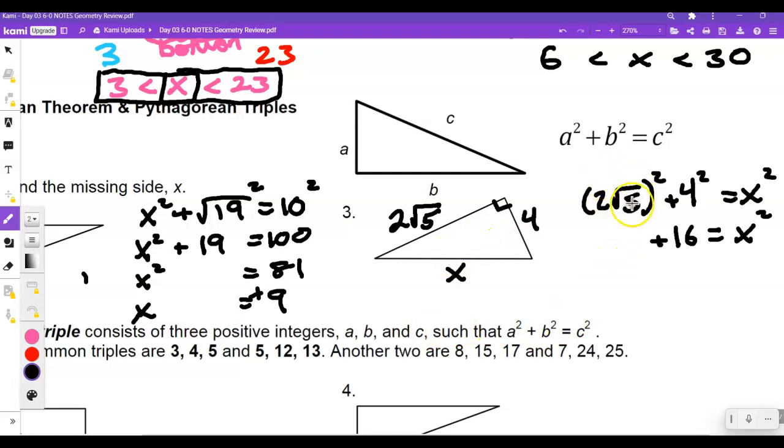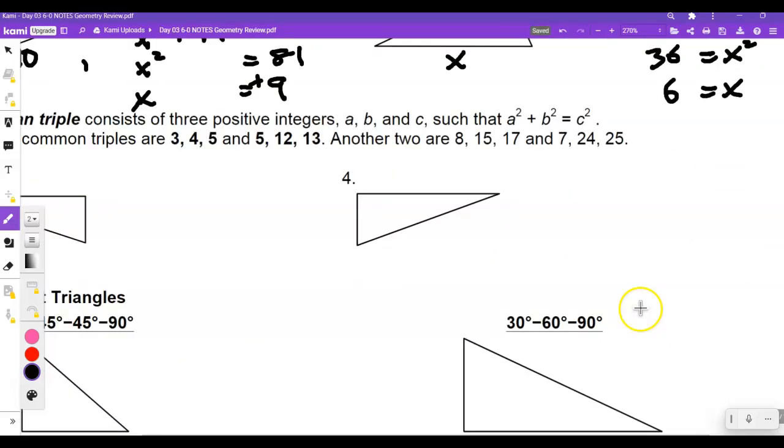So it's 2 squared, root 5 squared, 4 times 5 is 20. Plus 16 is 36. So 6 is x. There we go. Perfect. All right.